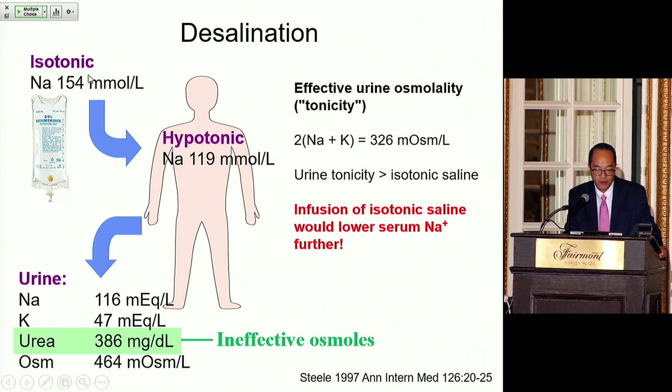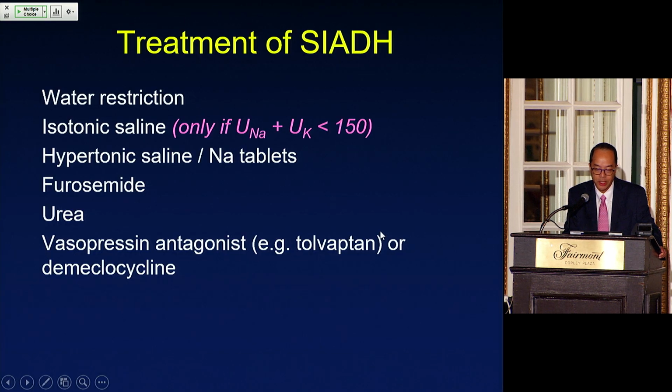And so if you give this patient normal saline, tonicity of 308, and they put out urine with a tonicity of 326, they would actually lower the serum sodium. So the more saline you give, the lower the serum sodium gets, which is the opposite of what you want. And that's being called desalination. And it essentially only happens in patients with SIADH.